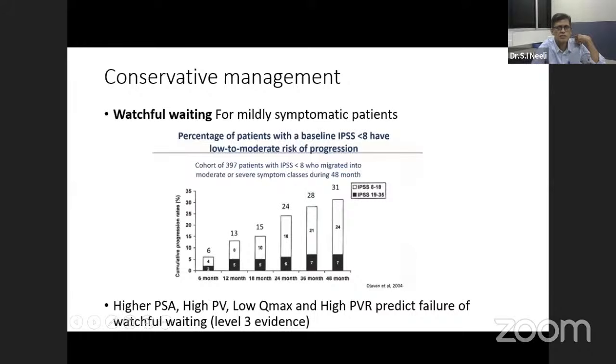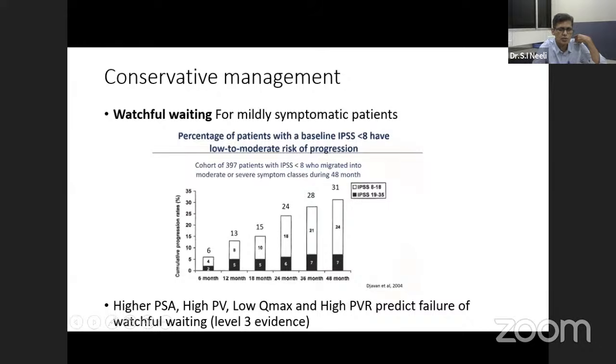If the patient is not symptomatic or very mildly symptomatic, then the patient can be subjected to watchful waiting. In this study by Jawan et al., it was found that patients who have low IPSS scores, when followed for 48 months, that is a 4 year period, had very minimal progression. Only 31% of the patients progressed at the end of 4 years. So there is a role for conservative management in patients who are mildly symptomatic.